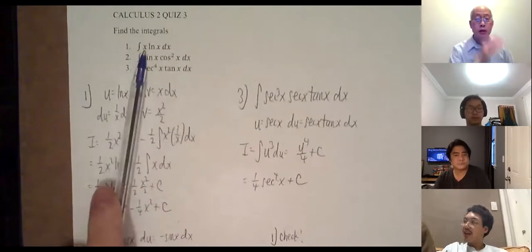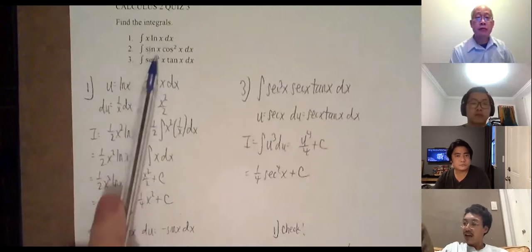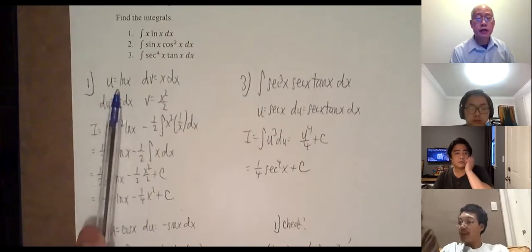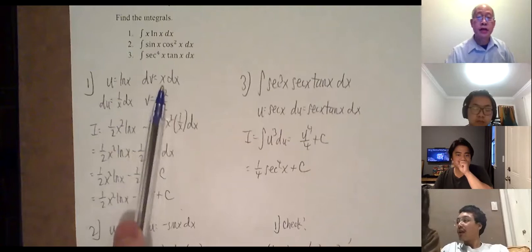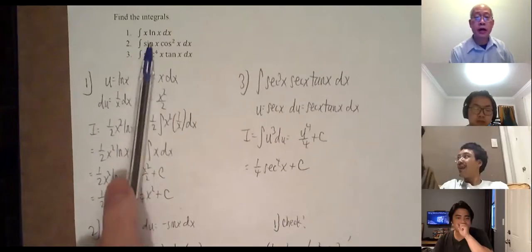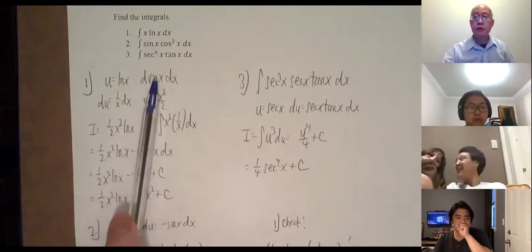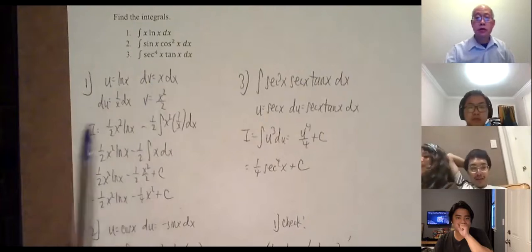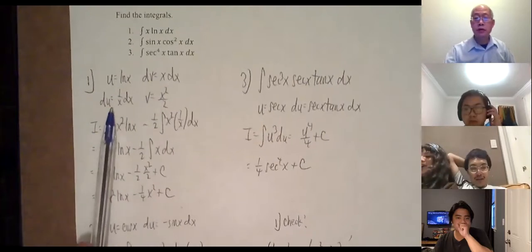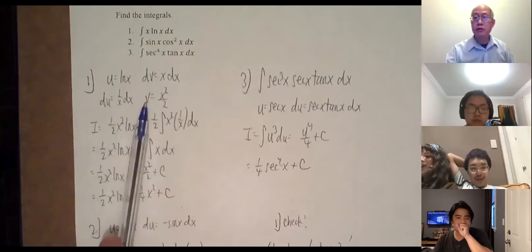Okay, so first one, x ln x, integrate by parts. u equals ln x, dv is x dx. You would rather differentiate the ln than integrate the ln. Okay. So du equals 1 over x dx. v is equal to x squared over 2.